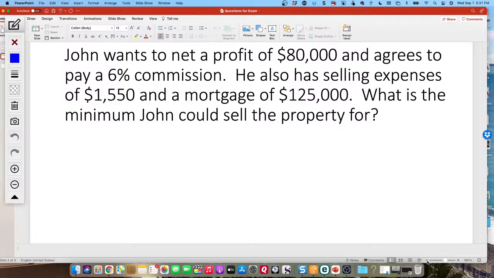And so we're going to work a seller net problem, and my apologies for the technical difficulties, but we're going to just keep plugging right through, okay?